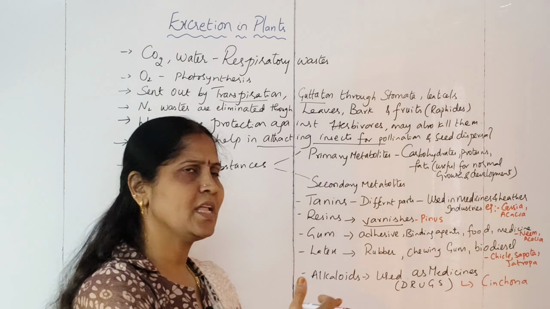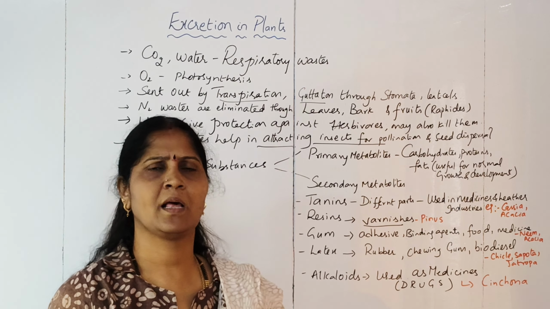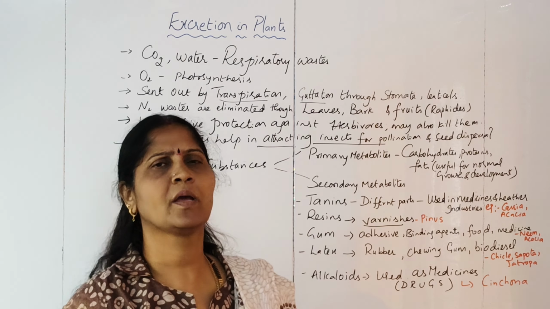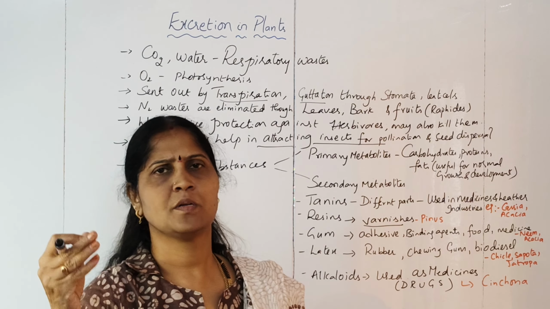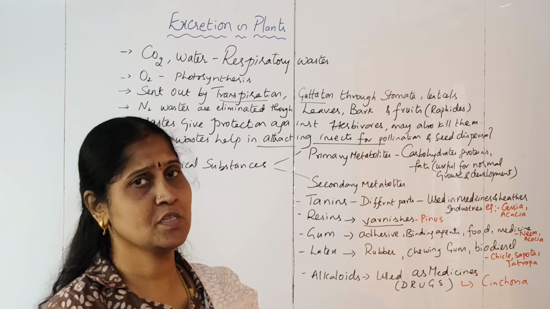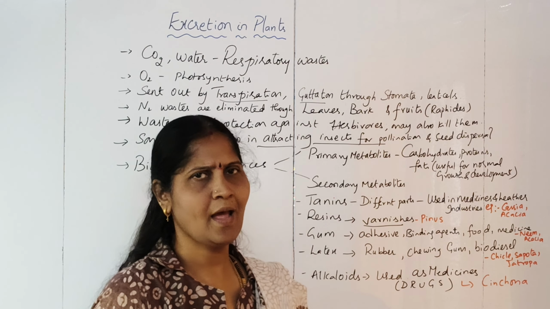So let us understand more deeply about alkaloids. What are the different alkaloids that are used for medical purposes? One good example is cinchona, the quinine. That is quinine, from Cinchona officinalis. The name of the alkaloid is quinine, which is an anti-malarial drug. So let us go on and understand more about the alkaloids.